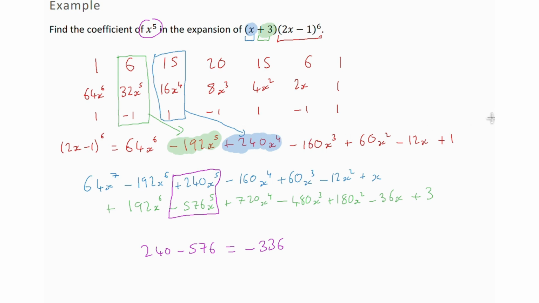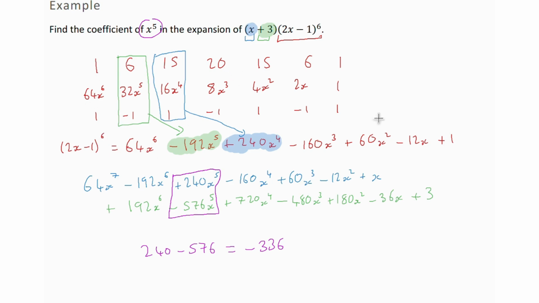Now, could we have worked out that those were the ones we needed? Well, yes, we could. If we needed x to the power of 5, and we're multiplying by x plus 3, the x has got to be multiplied by an x to the power of 4 to get to the x to the power of 5. So we then just need to do this row to work out the x to the power of 4 term. The 3 has to be multiplied by the x to the power of 5 part within this bracket. So we only need the x to the power of 5 part from within this bracket, which is this one here. So actually, the only things we need are those things in those boxes.